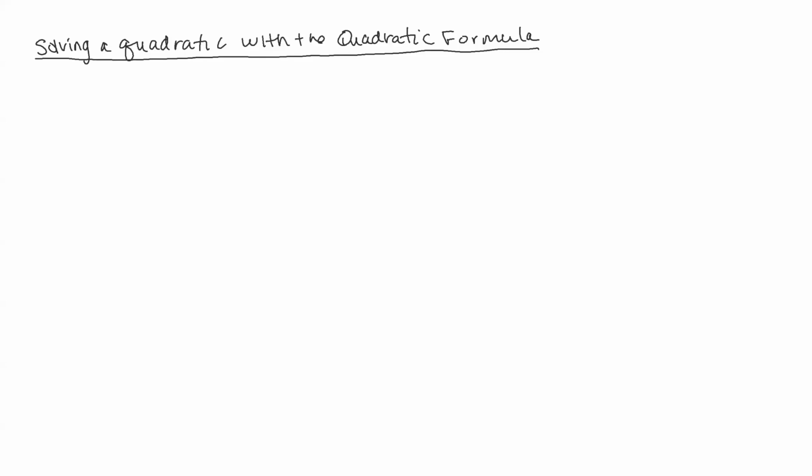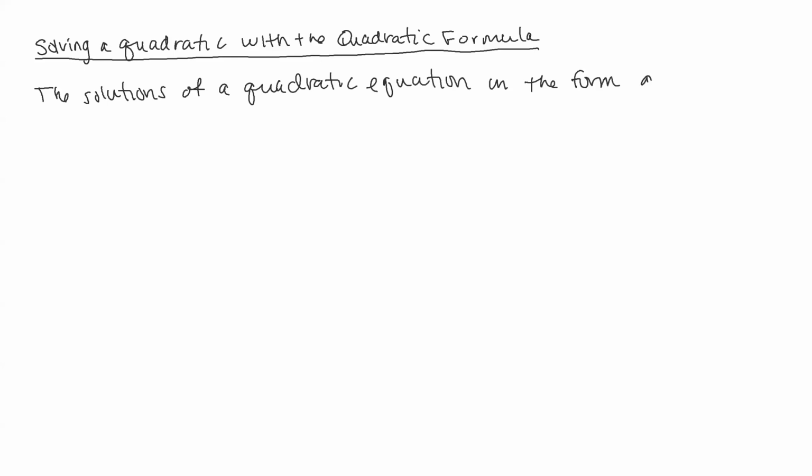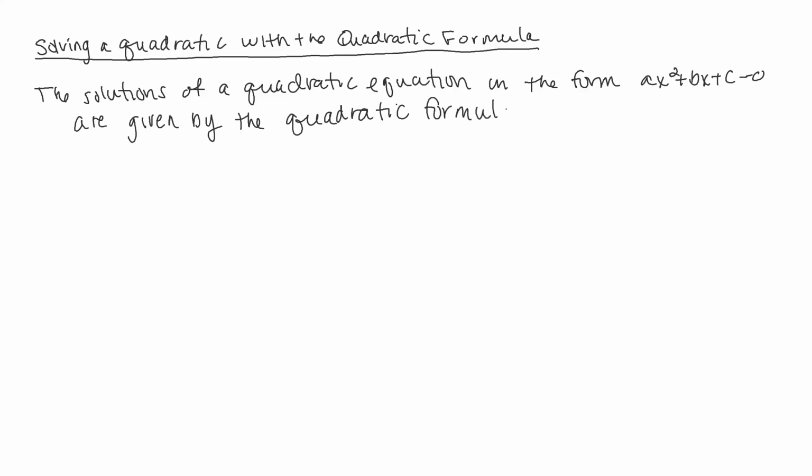So let's get back to the definitions here. We have the solutions of a quadratic equation in the form ax squared plus bx plus c equals 0 are given by the quadratic formula. Okay? And the quadratic formula is x equals negative b plus or minus the square root of b squared minus 4ac all over 2a.